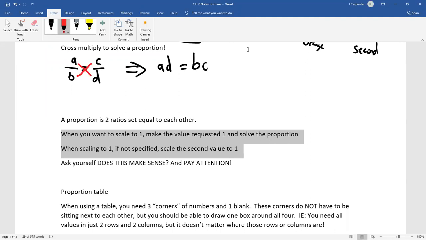Occasionally, though, a problem will not specify which one to scale to 1. So one of the rules of thumb, notice I said one of, is to scale the second quantity to 1. This is not the end-all be-all. Sometimes you'll scale the first one to 1 even though they didn't say to do that. But this is generally what you'll do. If not, maybe it's the smaller, maybe it's the larger. We'll get into that idea as well.